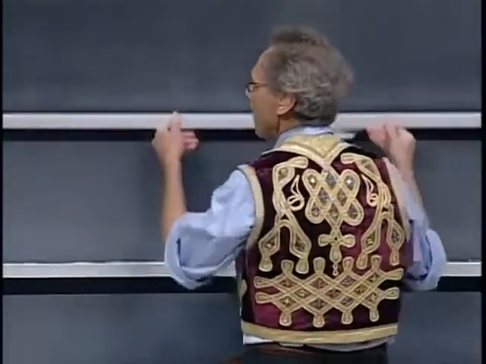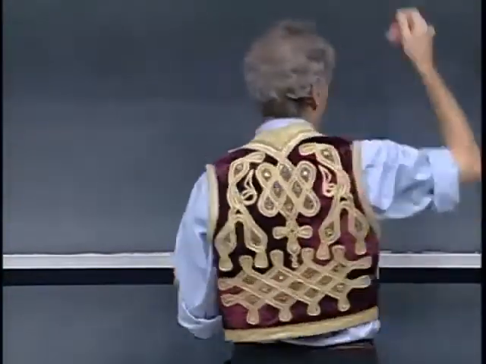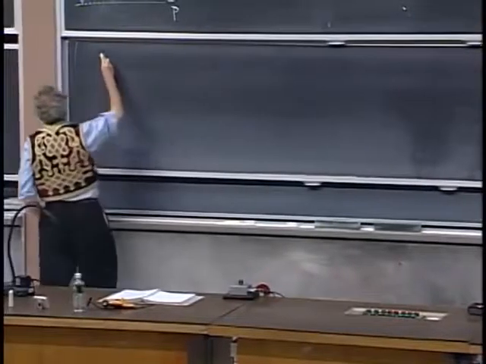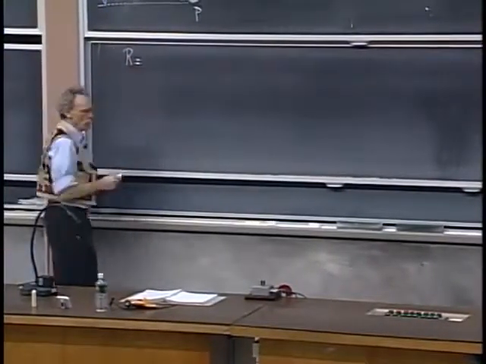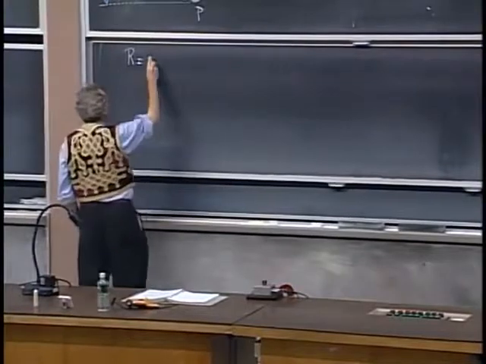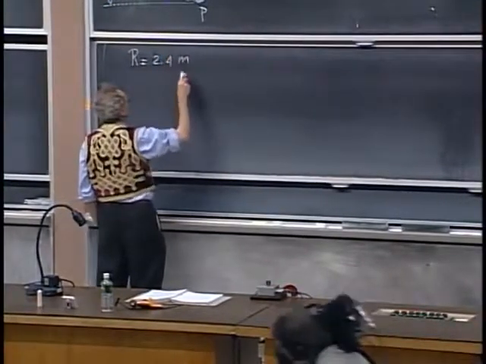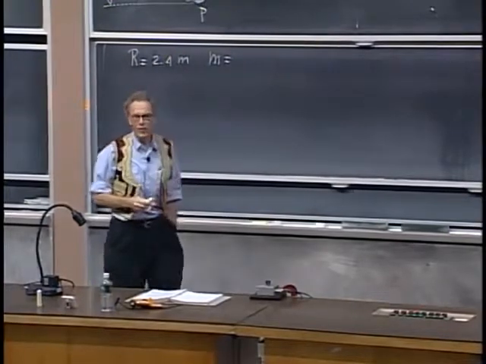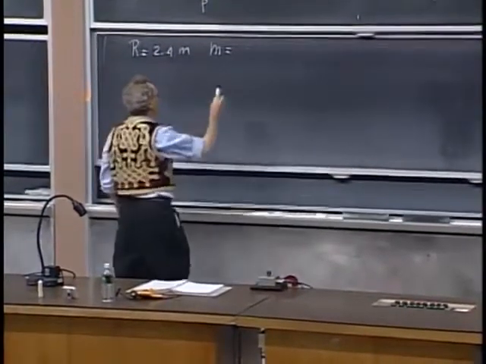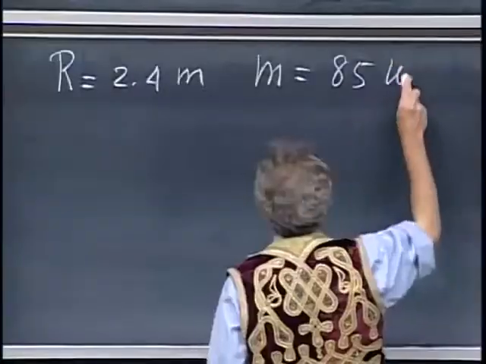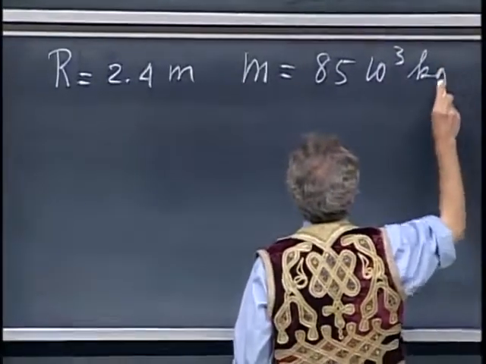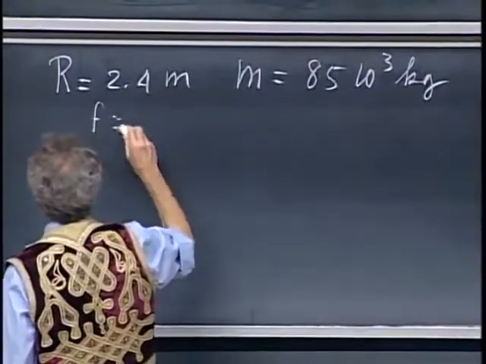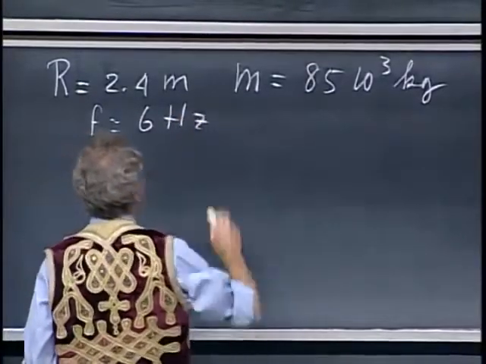MIT, at the magnet lab, has 2 flywheels which are amazing. They have a radius, I think, of 2.4 meters. That is correct. And each one of those flywheels has a stunning mass of 85 tons, 85,000 kilograms. And they rotate at about 6 hertz.